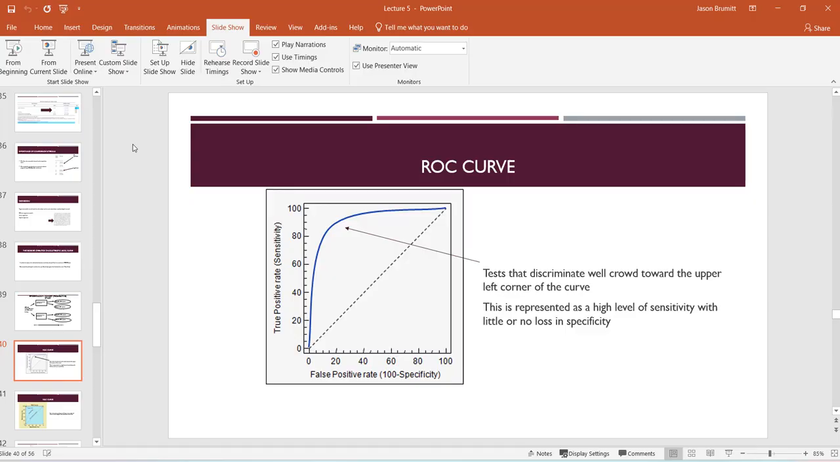And with the ROC curve, again, SPSS, easy to perform. I'm sure in Intellectus there's an easy way to do it too. Basically, what we're trying to do is to plot a number that is in this higher left corner area here. So that represents a test with high sensitivity with little or no loss in specificity.